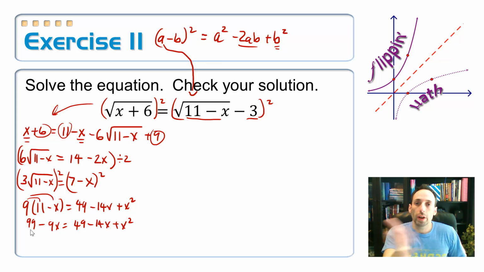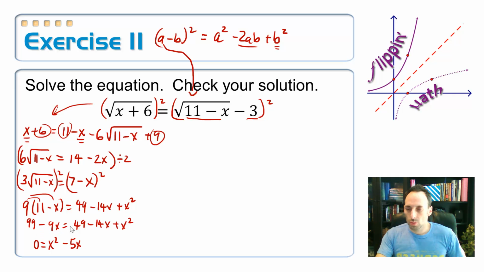Alright, it's quadratic, so get everything on one side. 0 is equal to, well, let's put it in order here, x squared, add the 9 over, so I'm going to have minus 5x, subtract the 49 from the 0, I'm going to have minus 50. So whenever I factor that, that should be also pretty easy. I got x minus 10 and x plus 5.